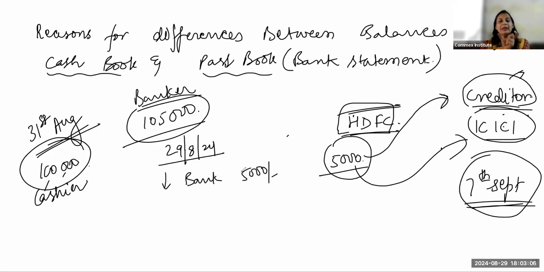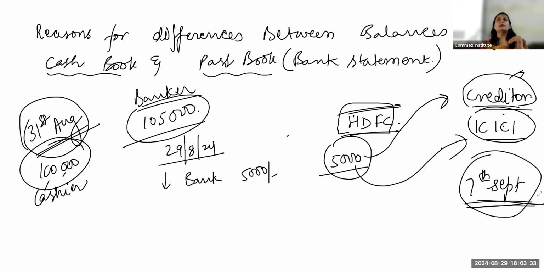So just for a week, this difference of 5,000 would be there. But because I wanted to prepare my statement on 31st August, this difference will be there. Of course, on 7th September, it will be 1,05,000 for both of them. So timing differences get reversed in due course of time because there is no error or fraud involved. It is just the difference of the timing. एक ने पहले credit कर लिया, दूसरे ने अभी deduct नहीं किया.